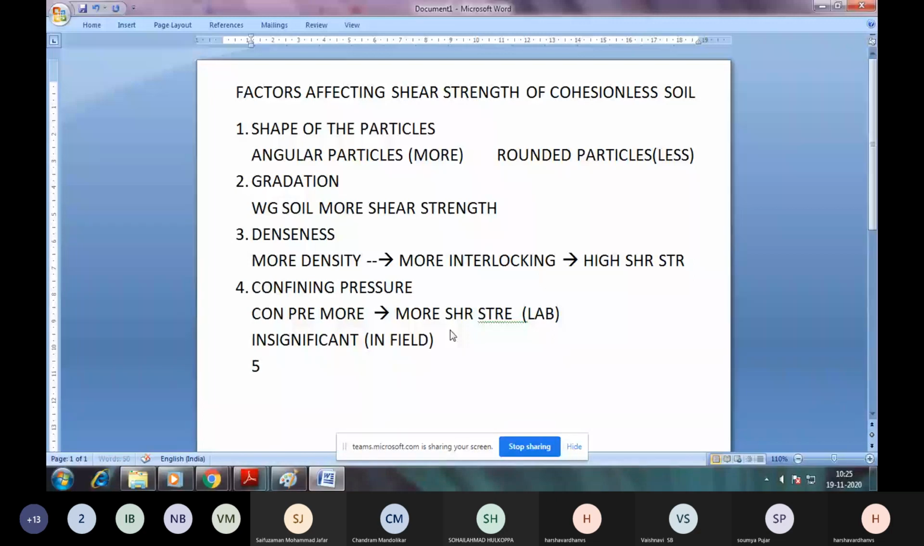Okay. The next factor that affects shear strength of cohesionless soil is vibration or repeated loading.